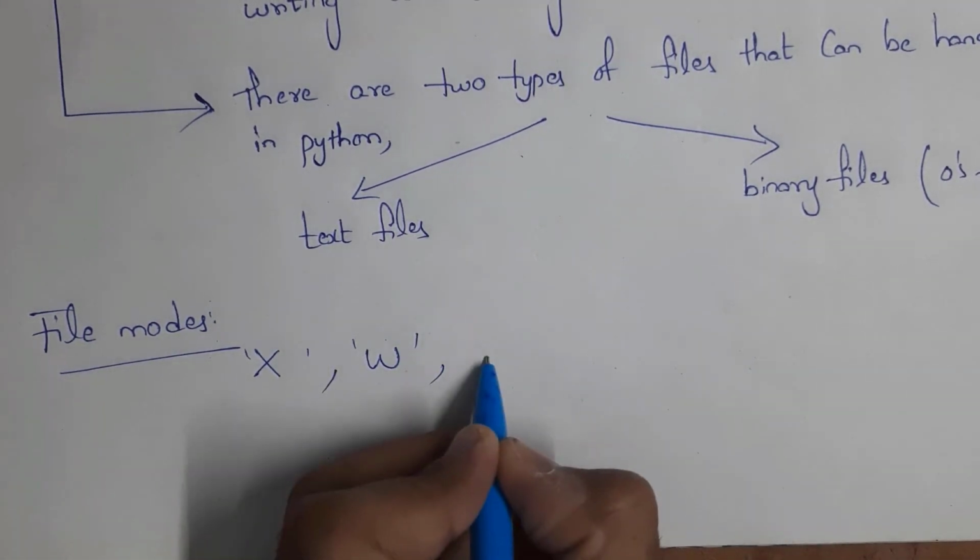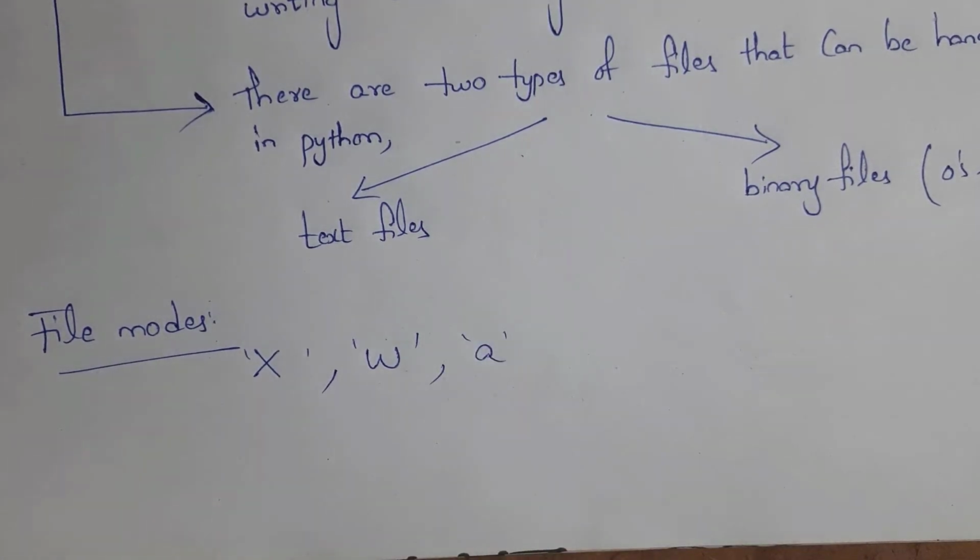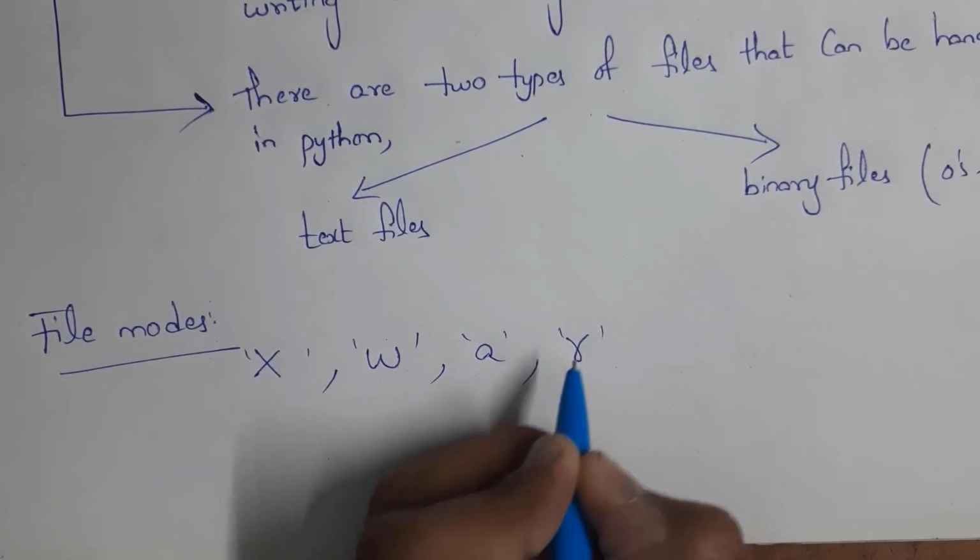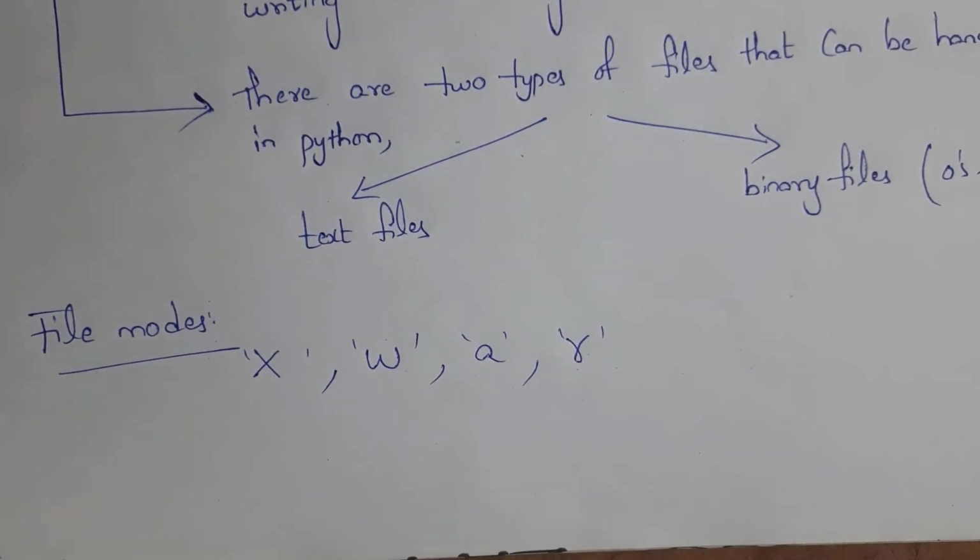Next one is A, that is append mode. Already some data is present in my file and I want to add some more data at last. So in order to add some more data at last, you need to use append mode. Next, I will explain R mode, where R stands for read. Whatever the text that is present inside my file, if you want to see the text in the Python terminal, you need to use read mode.